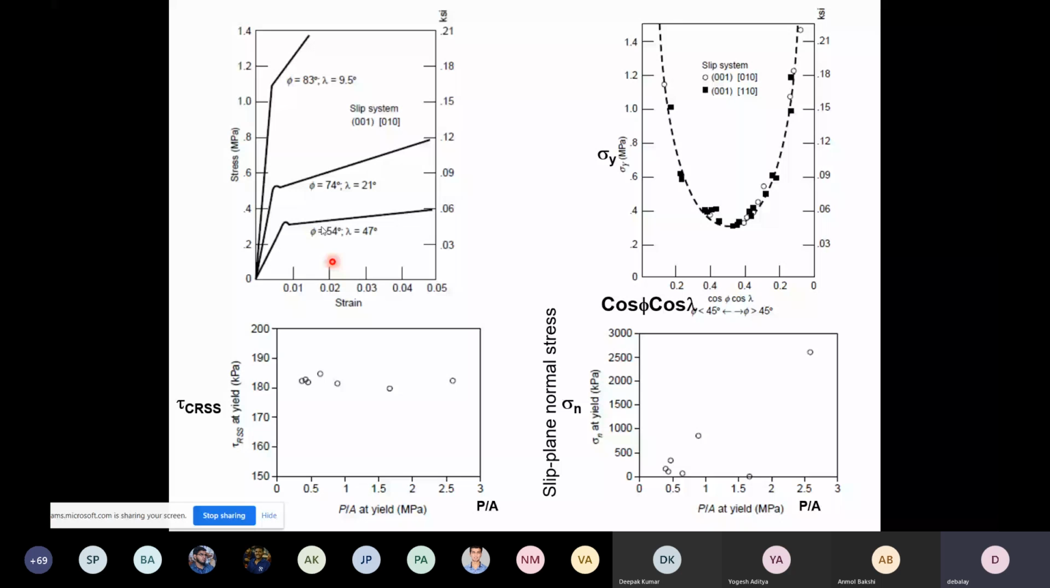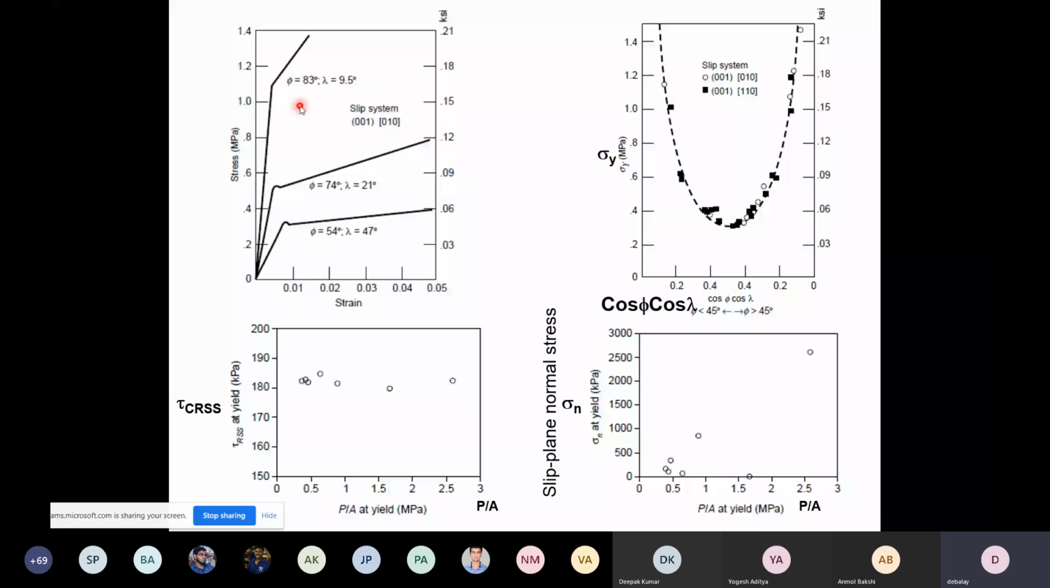So depending on phi and xi values, and the slip system in that case was 001, 010, it was found that the stress for permanent deformation is changing significantly. So that shows there is an importance of these two angles. This is experimental proof of the critical resolved shear stress concept: if you change the loading direction, the stress required for deformation changes.